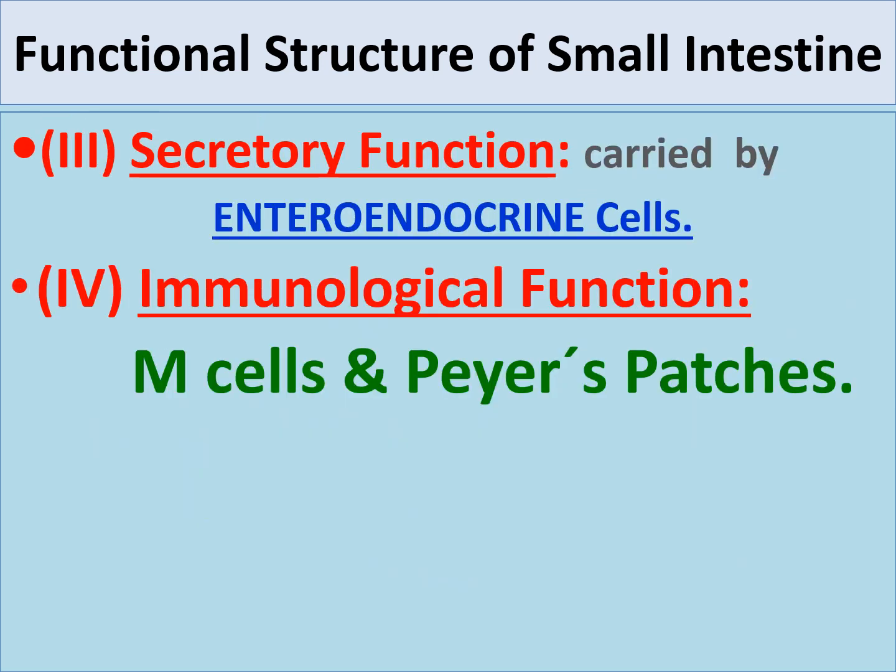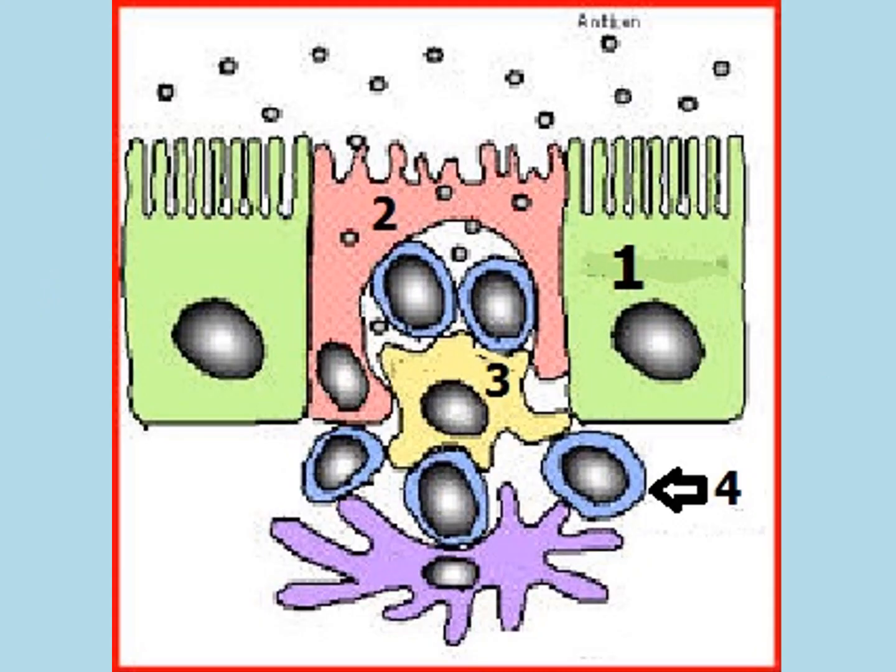What else? We have secretory function. Does the small intestine make secretions? Yes, it secretes hormones by the enteroendocrine cells. What about immunological reaction? We have Peyer's patches.